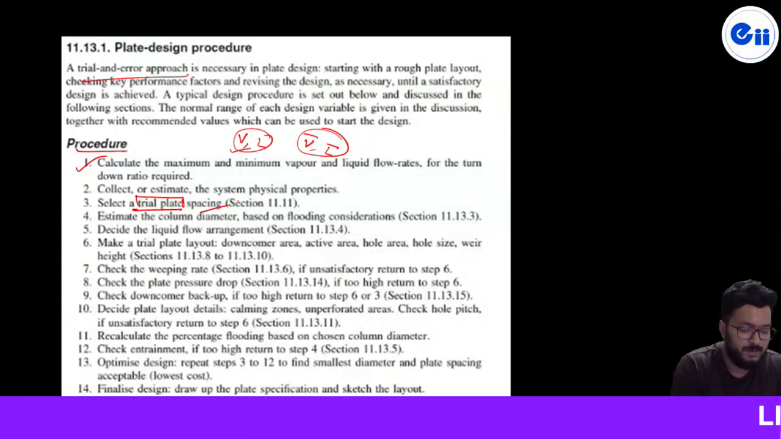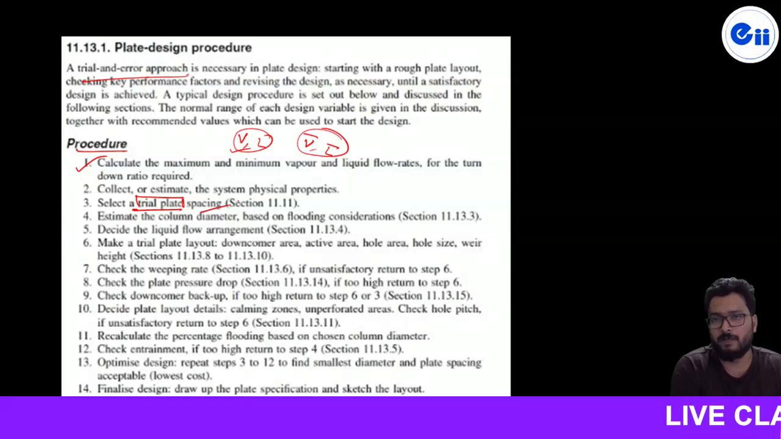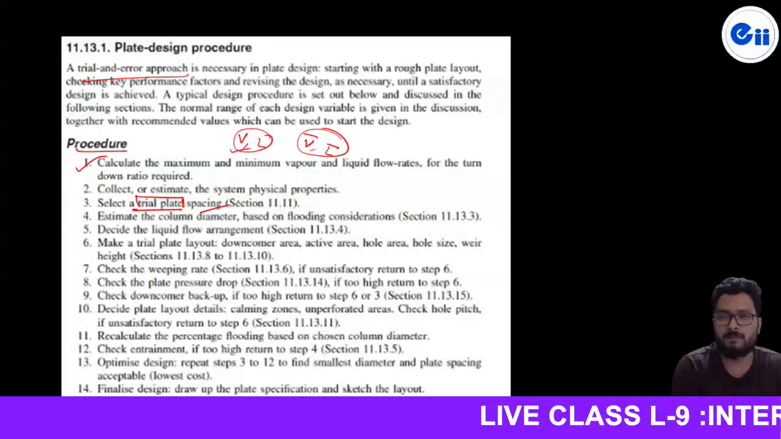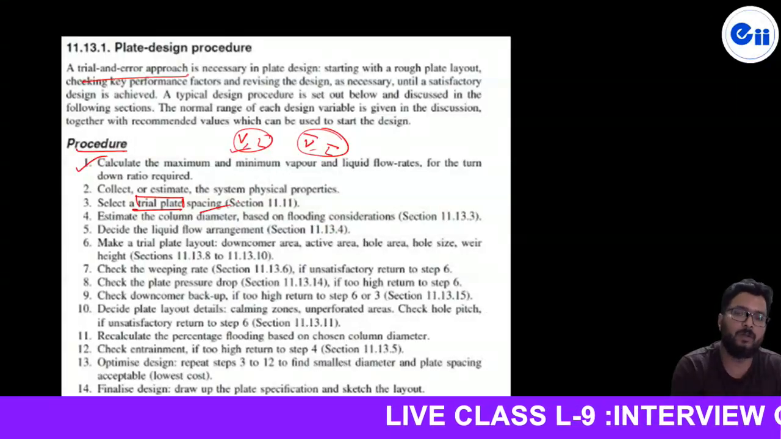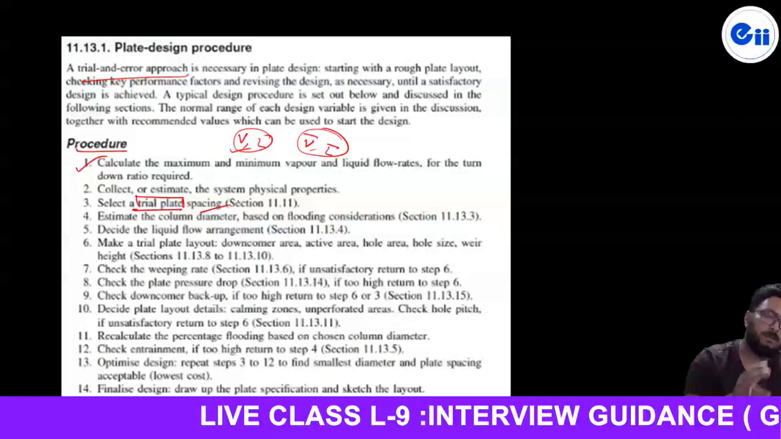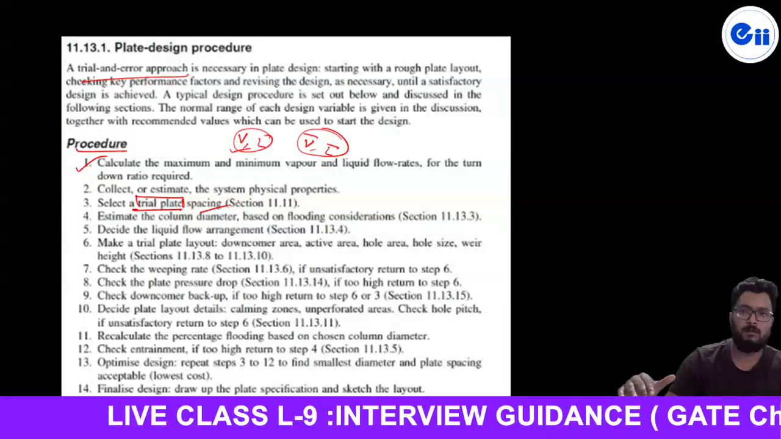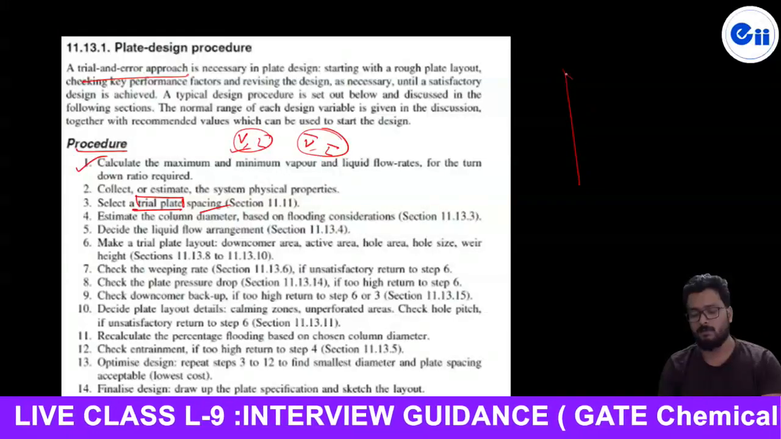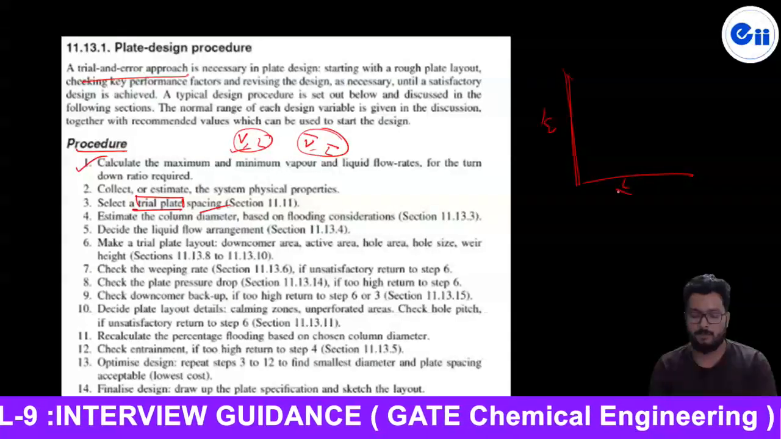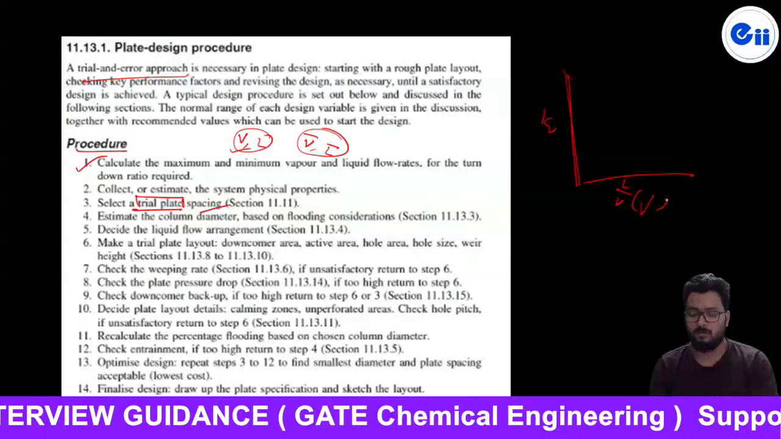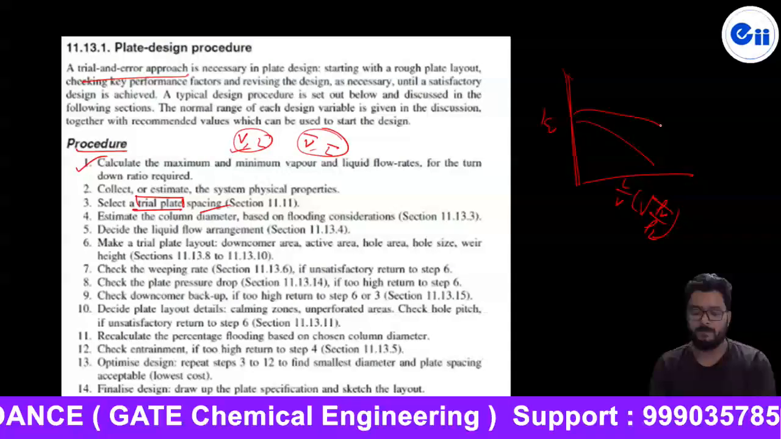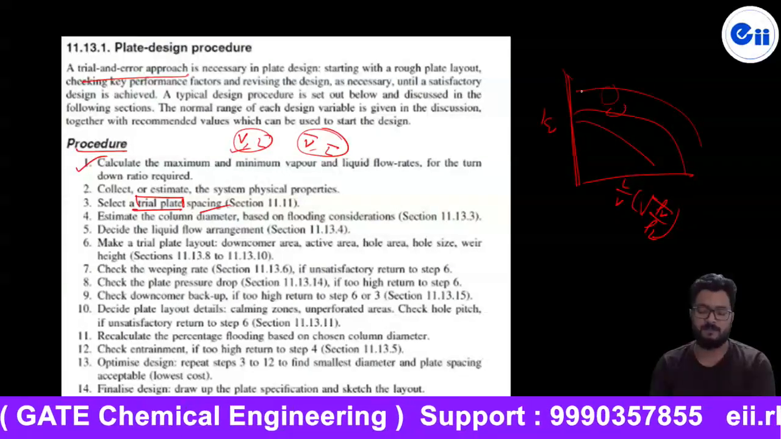And once the plate spacing is assumed, you know very well, we are able to calculate the diameter of the column. All the things I have discussed in the last lecture also. How? As a plate spacing, because I told you there is a curve in between KV as ordinate, and as abscissa it is L upon V root of rho V over rho L, and as a parameter of plate spacing.